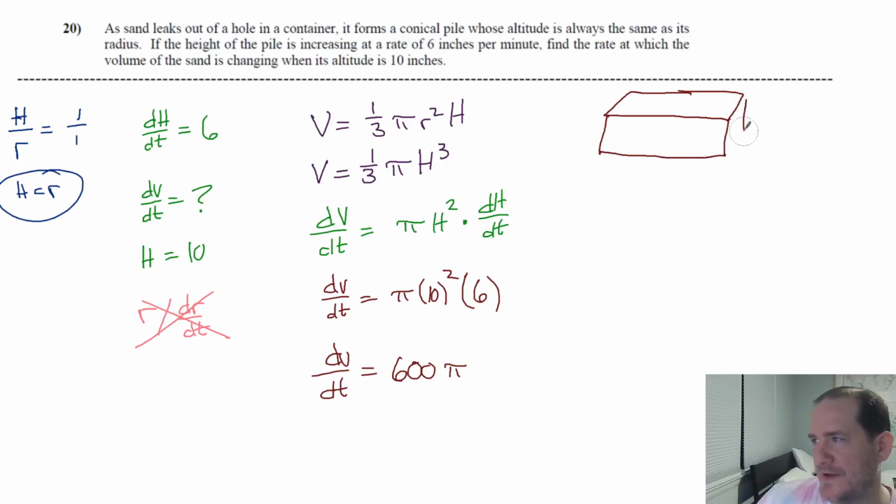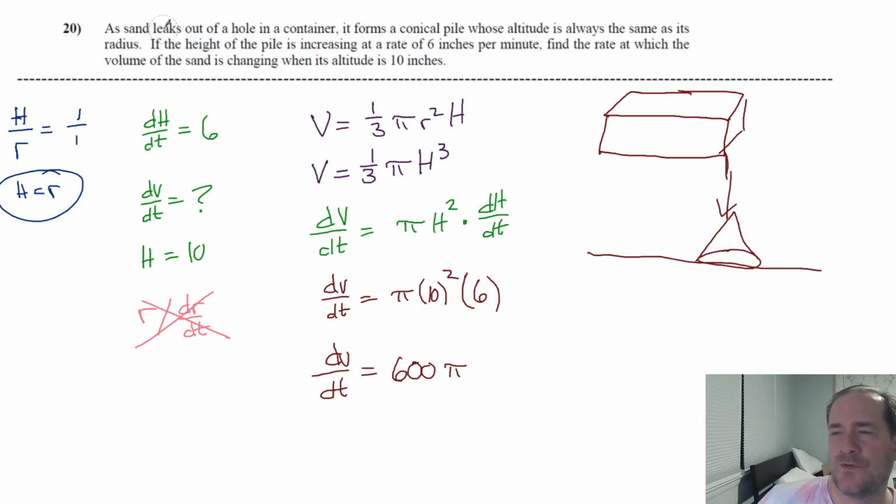And the sand is leaking out of the box. So yeah, the box is losing volume, but then it's forming a conical pile down here. So the cone is gaining that volume. So even though this question is sort of framed as we're leaking out sand, well, we're leaking sand from a container that we don't care about, which means the thing that we do care about is gaining. So that should certainly be a positive rate of change, in my opinion.